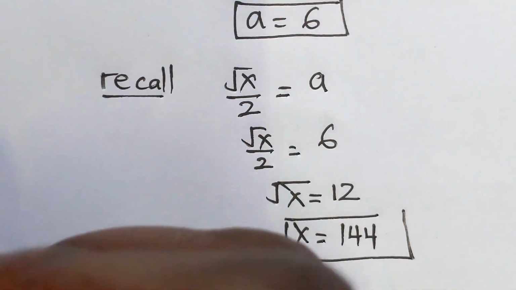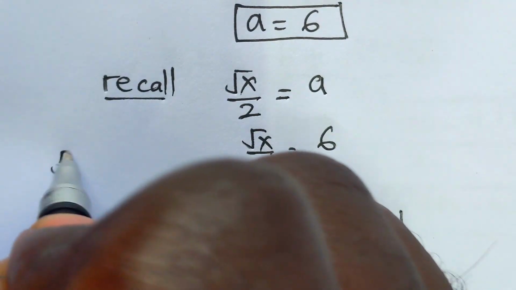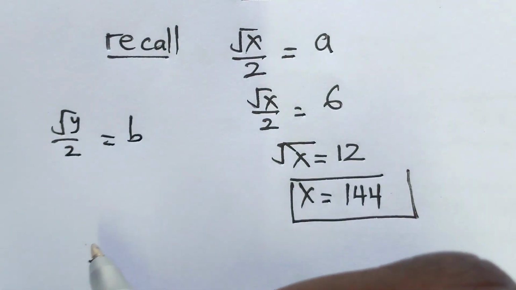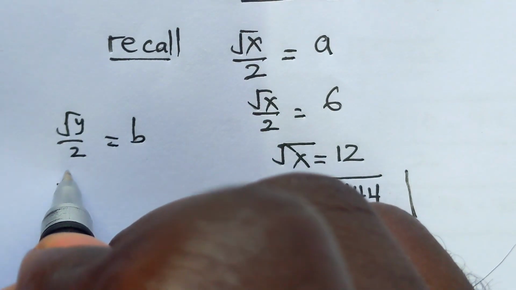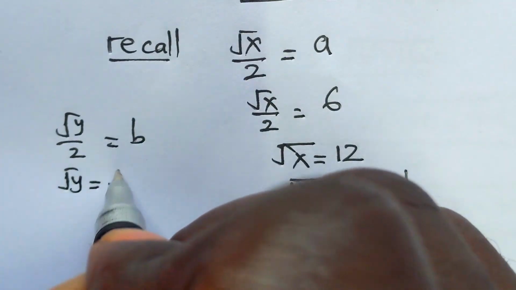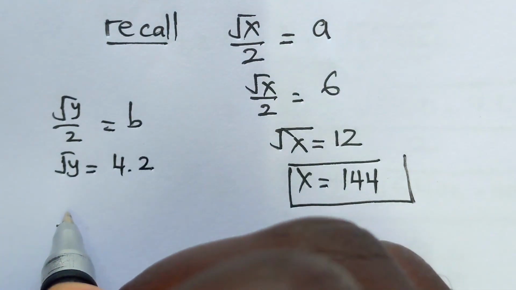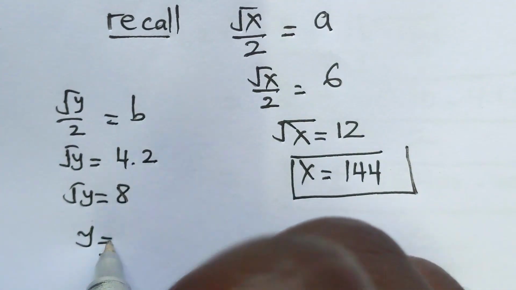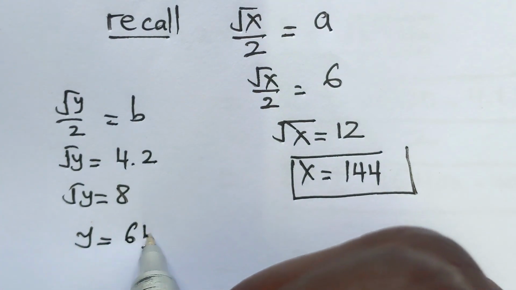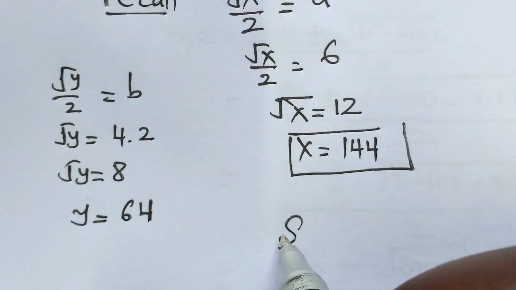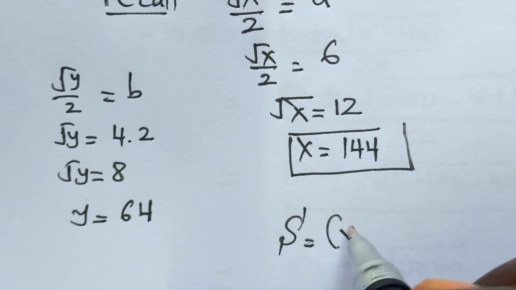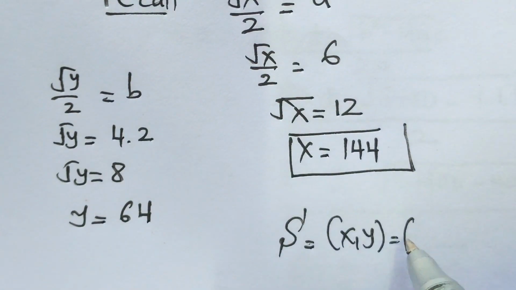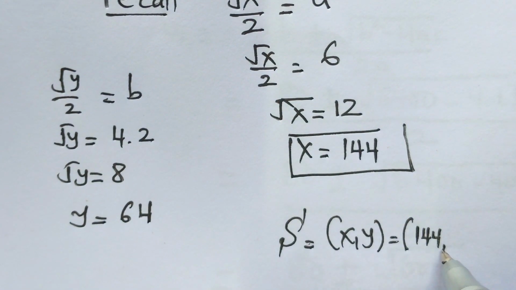And here we have another one, where square root of y over 2 is equal to b. Then we are supposed to find square root of y, which will be 4 times 2, so square root of y is equal to 8, and our y will be 64. So the solution set is x, y equals 144 and 64.